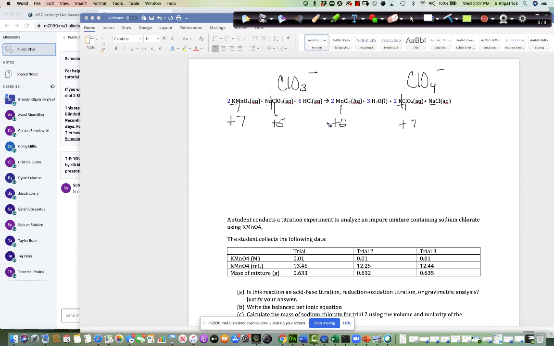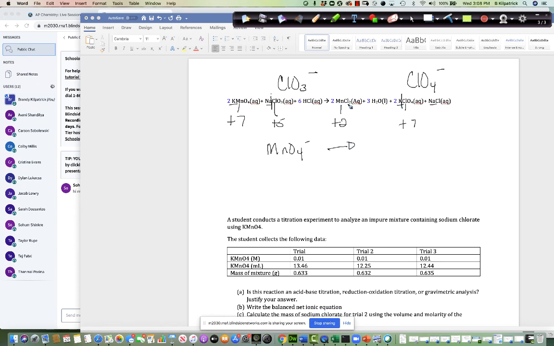This is being reduced, this is being oxidized. So you're going to write out, you have this. You do not leave off the oxygen because it's part of a polyatomic. If it's a polyatomic, you don't separate it. The potassium is a +1 here, it's +1 here. I don't care about it.